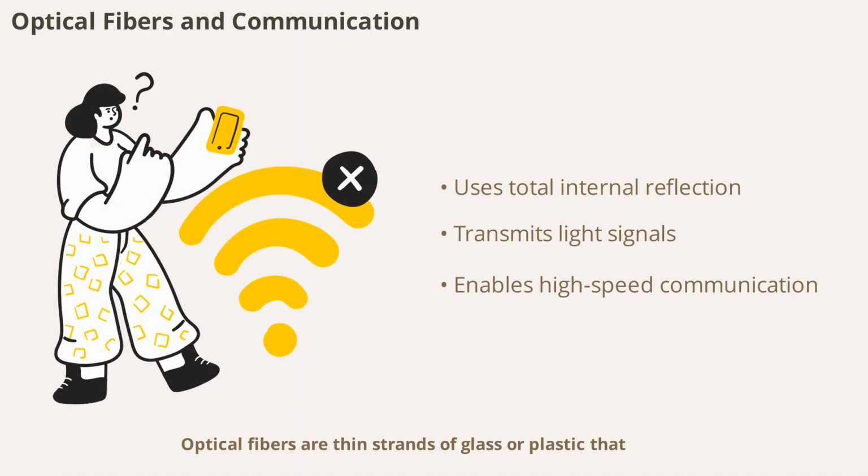Optical fibers are thin strands of glass or plastic that use total internal reflection to transmit light signals over long distances. They form the backbone of modern communication networks, enabling high-speed internet, telephone, and television services. The efficiency and reliability of optical fibers have transformed the way we share information globally.